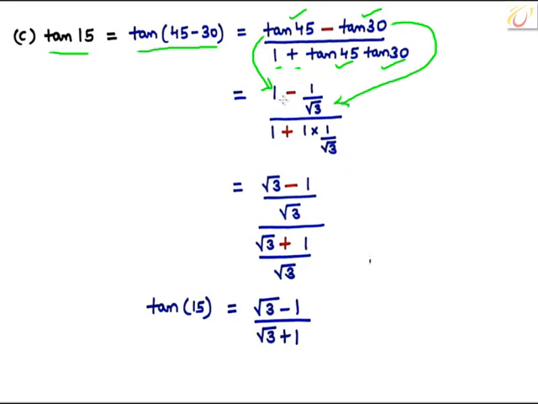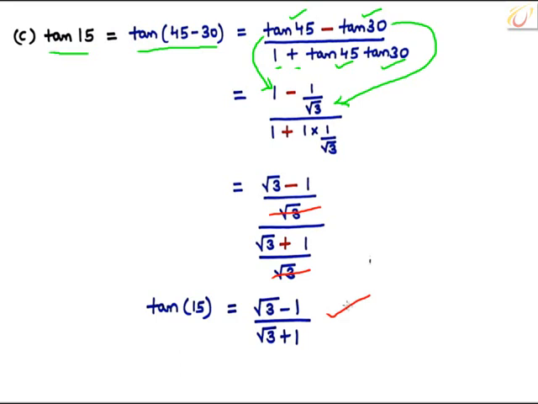So 1 minus 1 upon root 3 upon 1 plus 1 multiplied by 1 upon root 3. Okay, so you take the LCM, here you will get root 3. So it will be root 3 minus 1 upon root 3, whole thing divided by this 1 into 1 upon root 3 will become 1 upon root 3. So it will be root 3 plus 1 whole thing divided by root 3. So again this root 3 and this root 3 will cancel. So what will remain? Root 3 minus 1 upon root 3 plus 1.